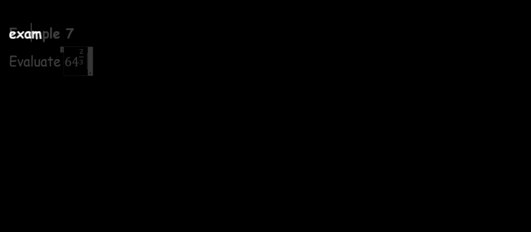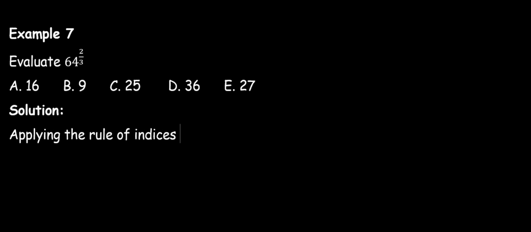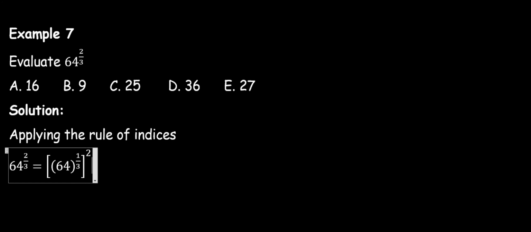Another example. Evaluate 64 raised to power 2 over 3. A, 16, B, 9, C, 25, D, 36, E, 27. Solution. Applying the rule of indices, 64 raised to power 2 over 3 is equal to, open a big bracket, open another smaller bracket within, you have 64 raised to power, you close your small bracket and raised to power 1 over 3. Closing our bigger bracket, raised to power 2.